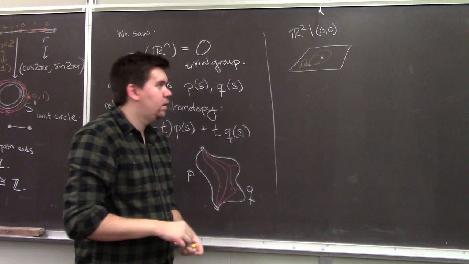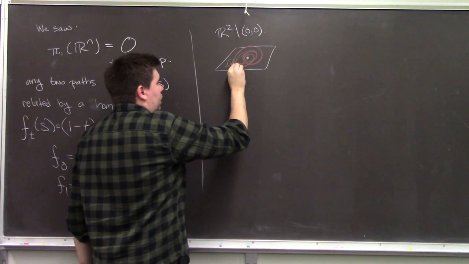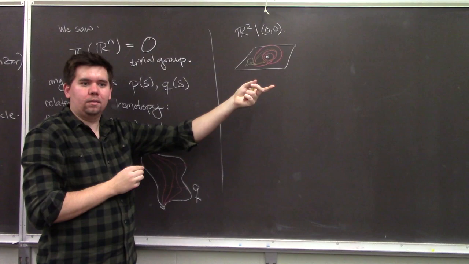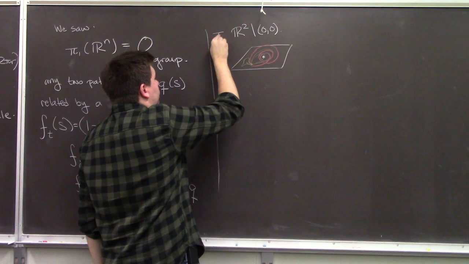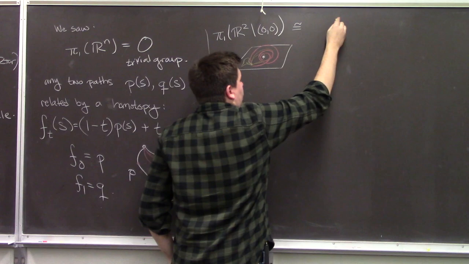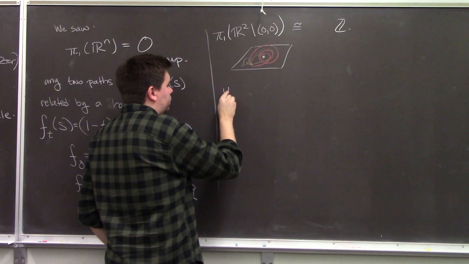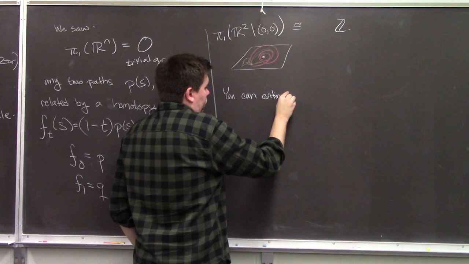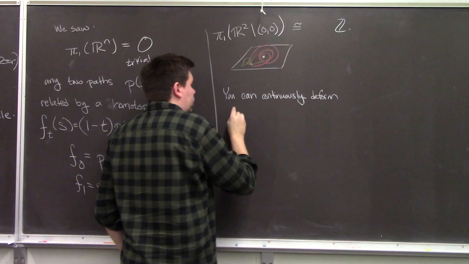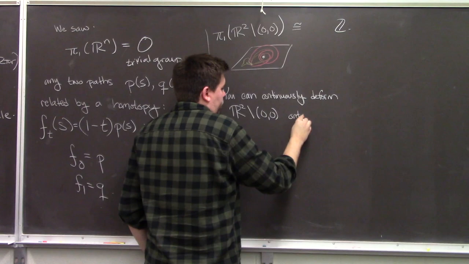Yeah, you might instead have something that goes around a couple times around that point, and then comes back home. And so you can convince yourself that this is like Z, right? You would expect that it would come out to be just like it was for the circle, that it would come out to be Z. Well, another way to see this is you could actually continuously deform the sphere minus a point onto the unit circle.